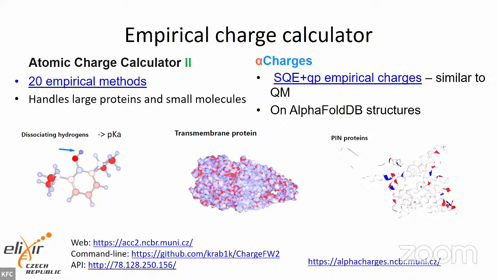And you can see that, for instance, this protein is also transmembrane. And for small molecules, you can look at, for instance, the same group in a different molecule and see how the partial charges change, and that can be used for calculation of, let's say, pKa and stuff like that.